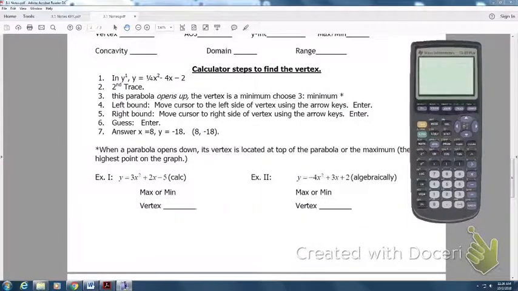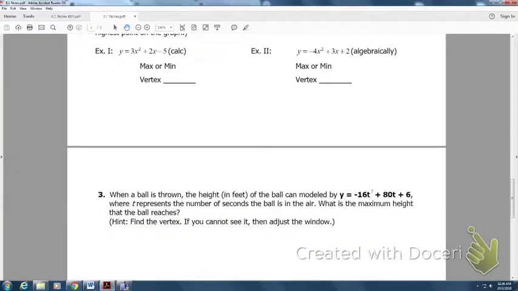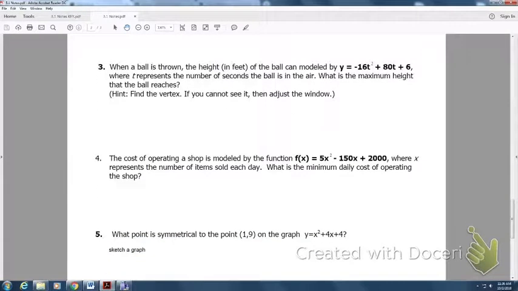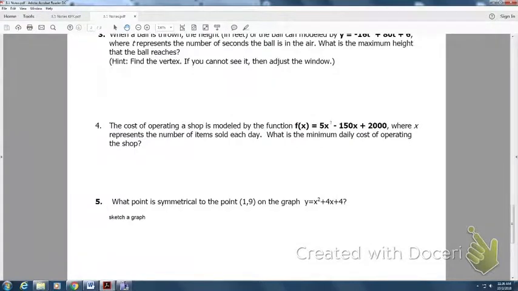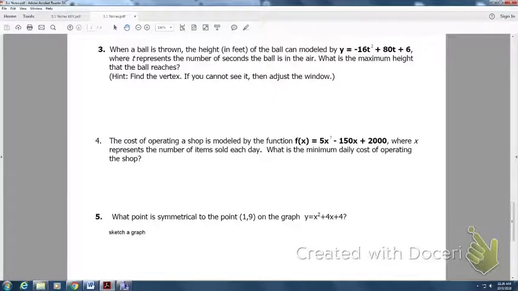So, let's go to the last page. On these, we're going to do this algebraically, so the negative b over 2a. Let's walk through this real quick. Again, it's nice because you can just do that. It's the negative, parentheses, 2, parentheses.